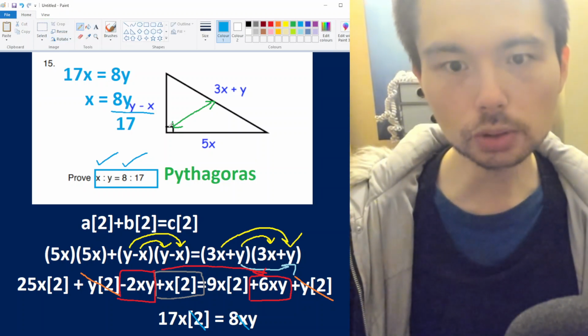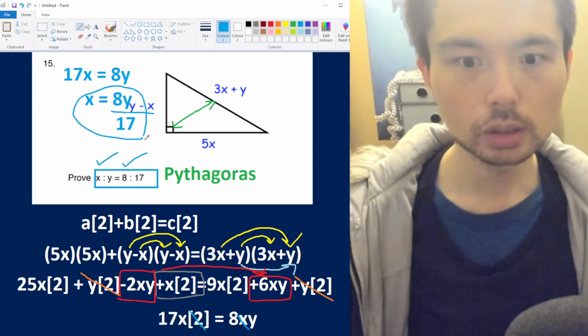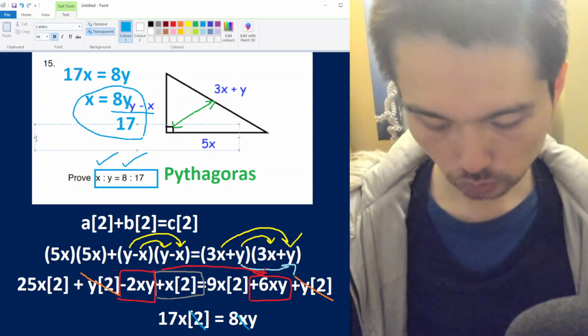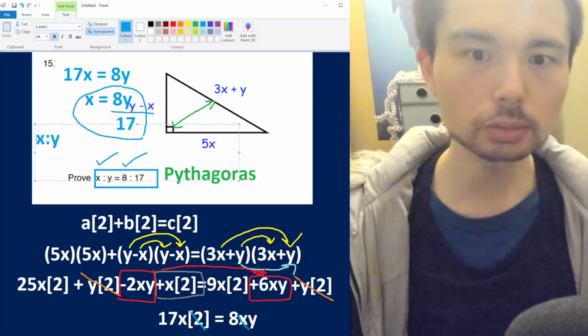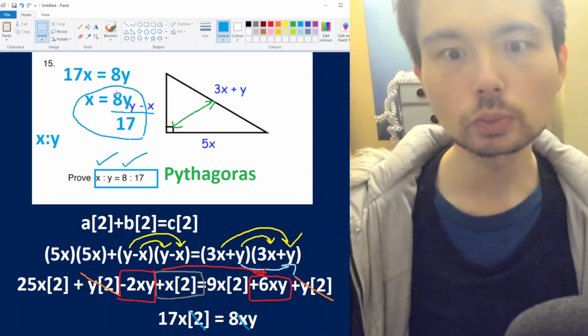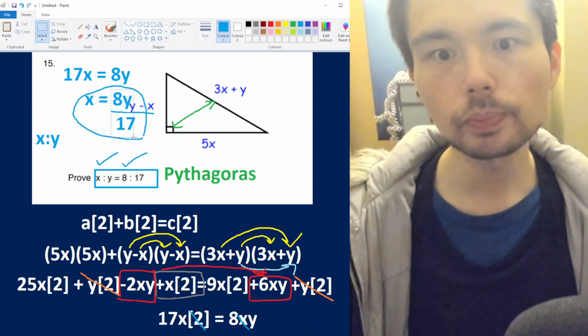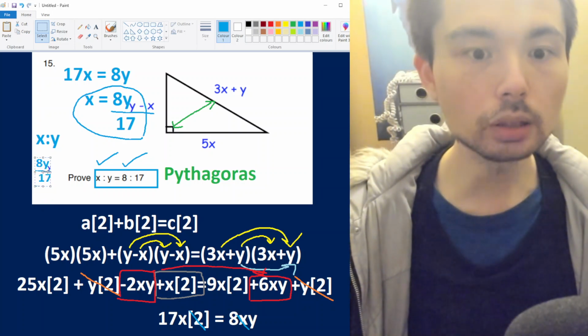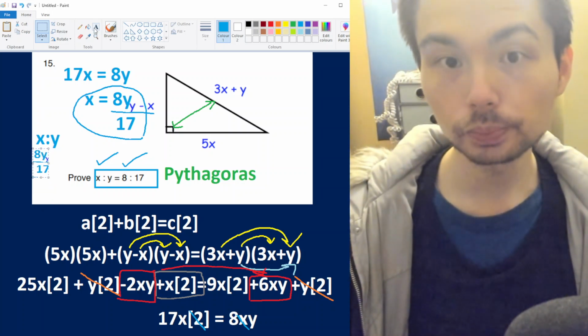And then one more step here. We want the ratio x to y. Well, we've just worked out x, which is this weird looking fraction. Let me copy this here. 8y over 17. So that bit is on the left.